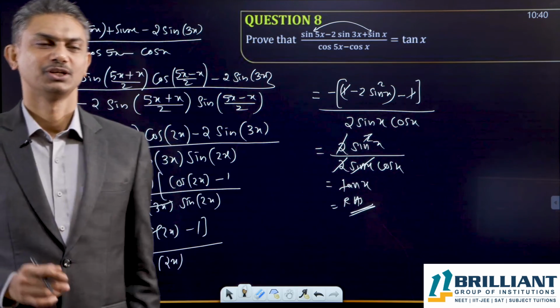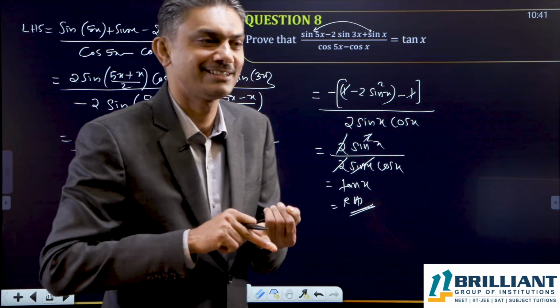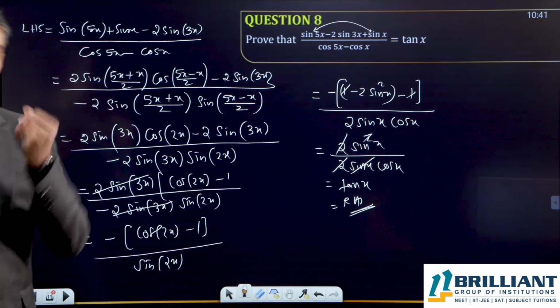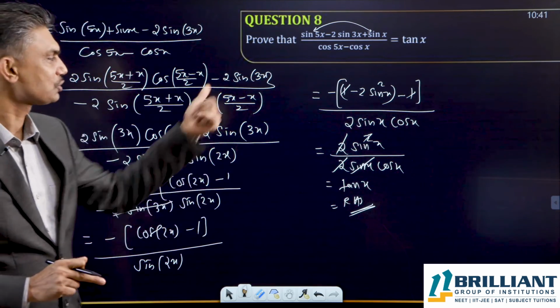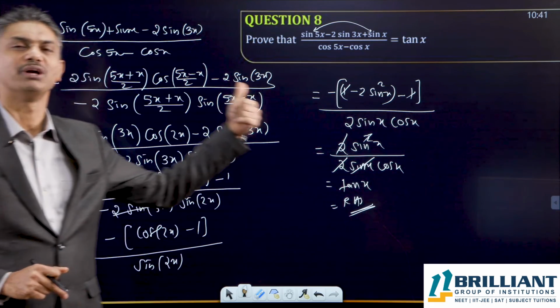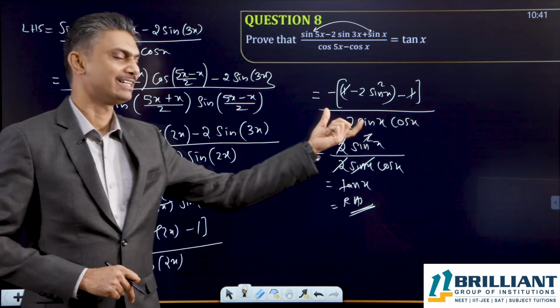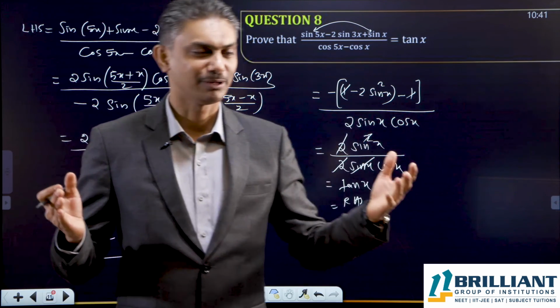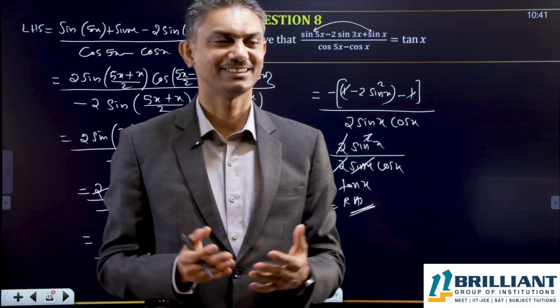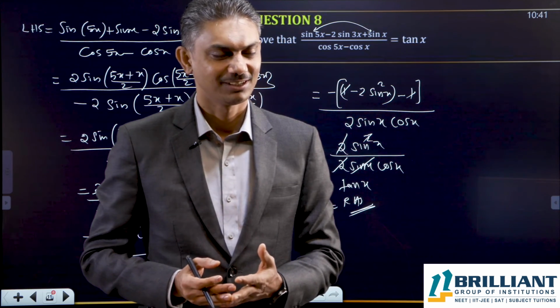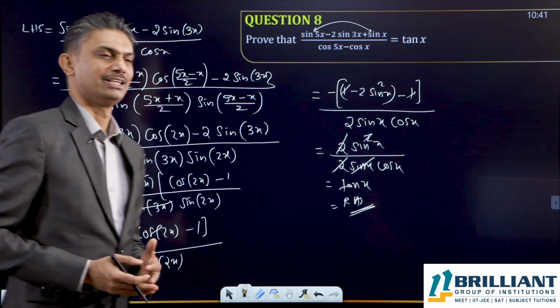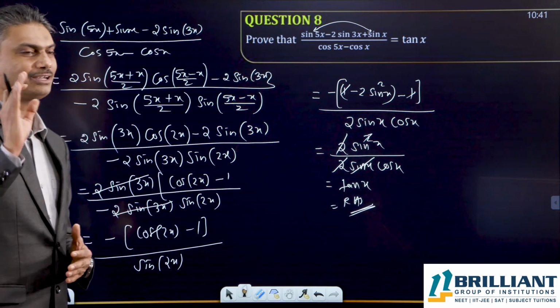Clear? So, which formulas did I use here? Sin c plus sin d, cos c minus cos d, cos 2a is equal to 1 minus 2 sin square a, and sin 2a is equal to what? 2 sin a cos a. So, if anybody is watching this without studying the trigonometric results, you can imagine what your understanding is. Nothing. So, again, study the formulas.